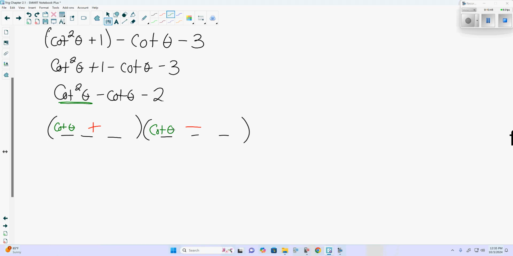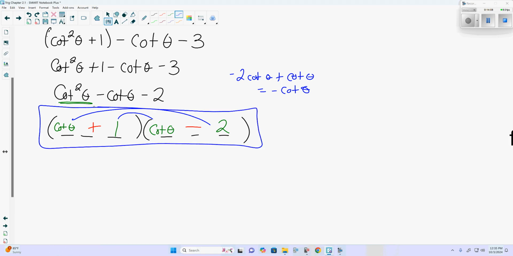Factors of 2 are 1 and 2. Where do we want to put the 1? 1 with the positive, 2 with the negative. If we check, cotangent times negative 2 is negative 2 cotangent. 1 times cotangent is positive cotangent, which does give us a negative cotangent of theta. So these here are our correct factors. Questions on this here?